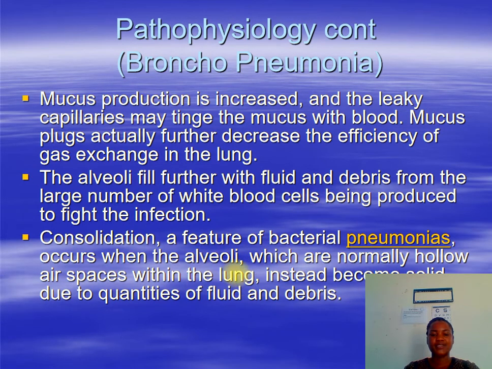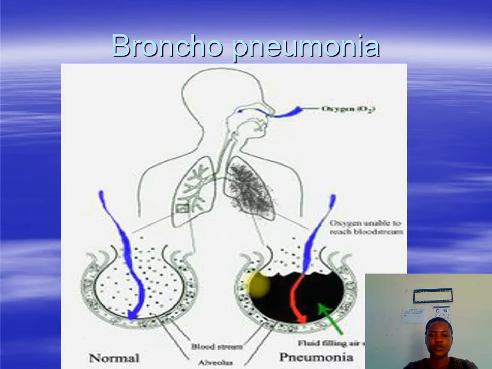So you find that when this occurs, the normally hollow air spaces within the lungs will become solid due to those quantities of fluid and debris. So here is just a diagram of what happens when someone has bronchial pneumonia. This lung here has more carbon dioxide and less oxygen. So the patient will begin to struggle for the oxygen they need, and you find that they will start presenting signs of difficulty in breathing. They'll start struggling for breath.